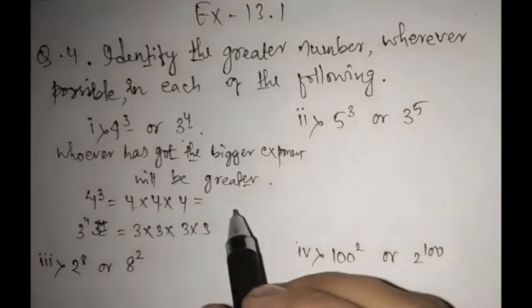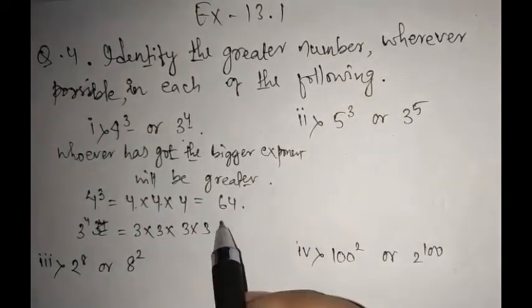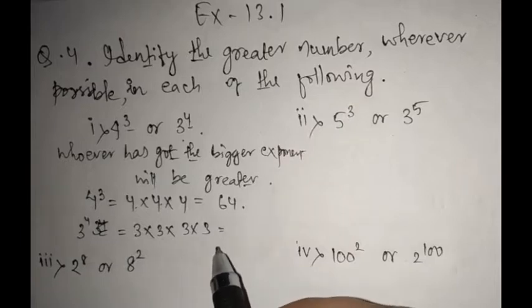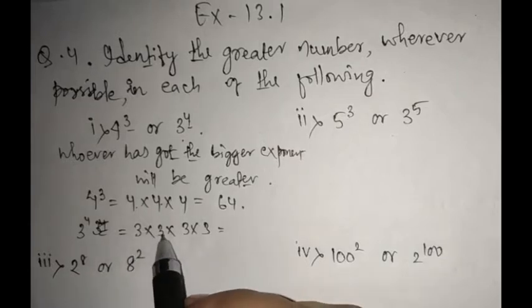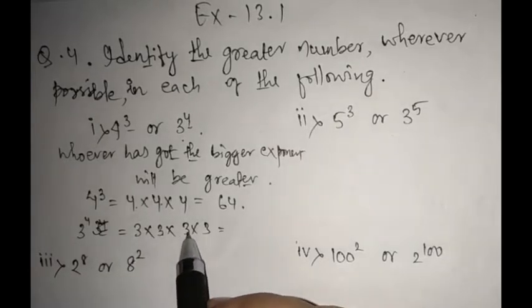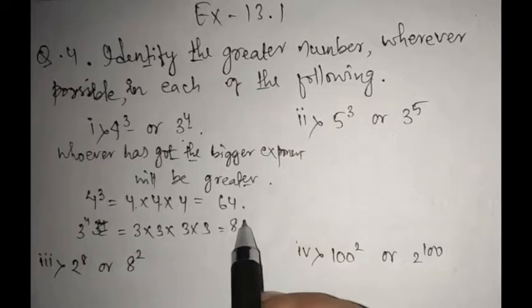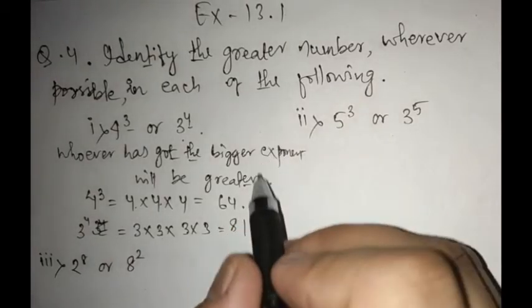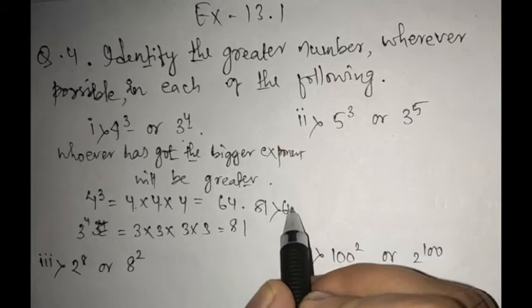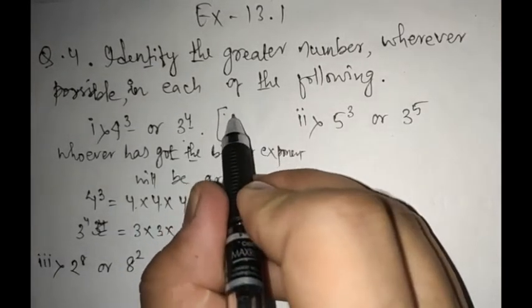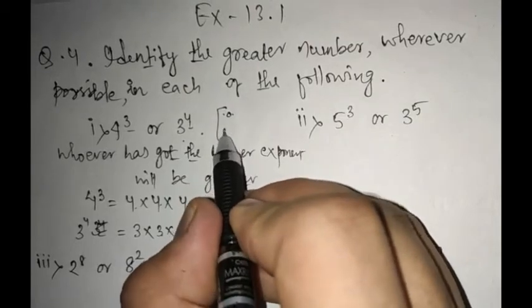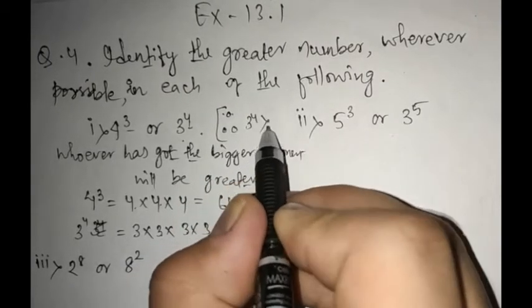So write this number. Why apply the short trick? Just use the concept you have. Using that concept, you directly write the answer. Now 3 3s are 9, 9 3s are 27, and 27 into 3 is 81. So which one is greater? Yes, of course, 81 is greater than 64, right? So 81 belongs to 3 to the power 4. Therefore, 3 to the power 4 is greater than 4 cube.